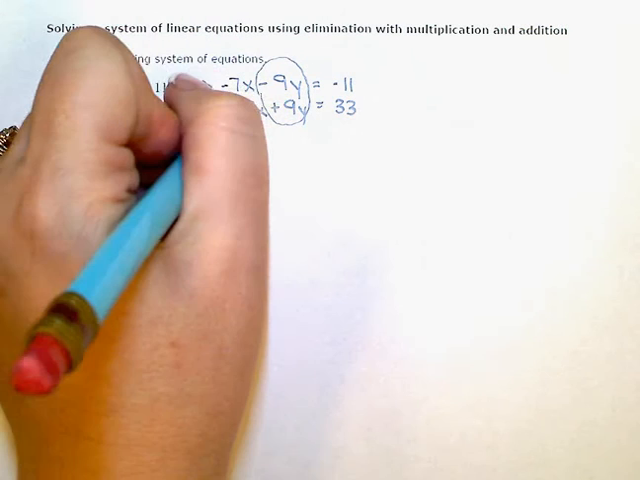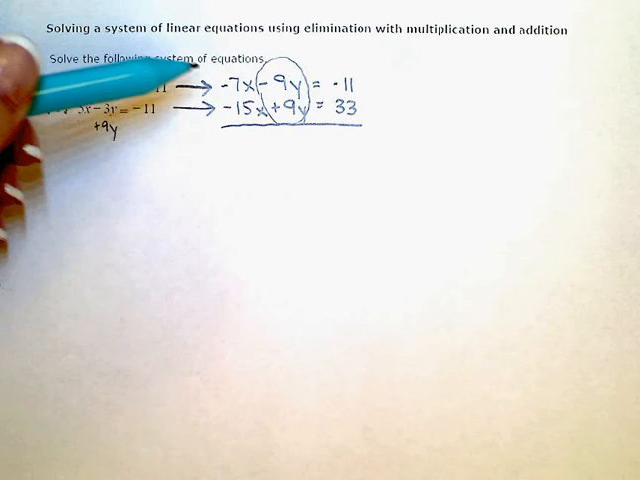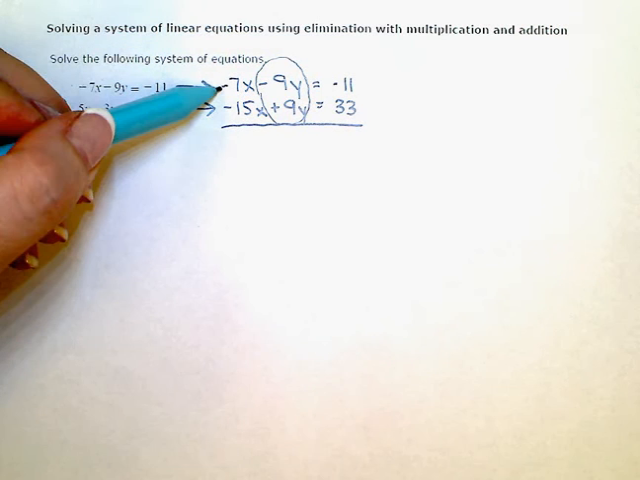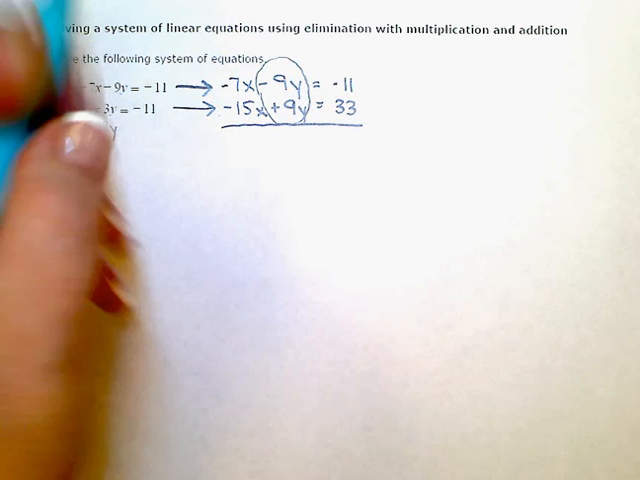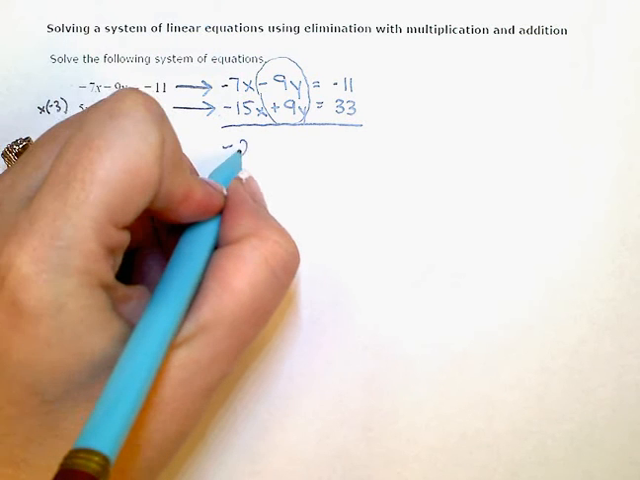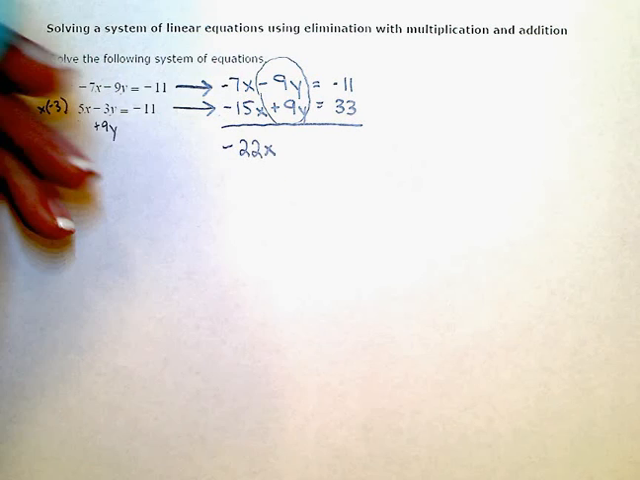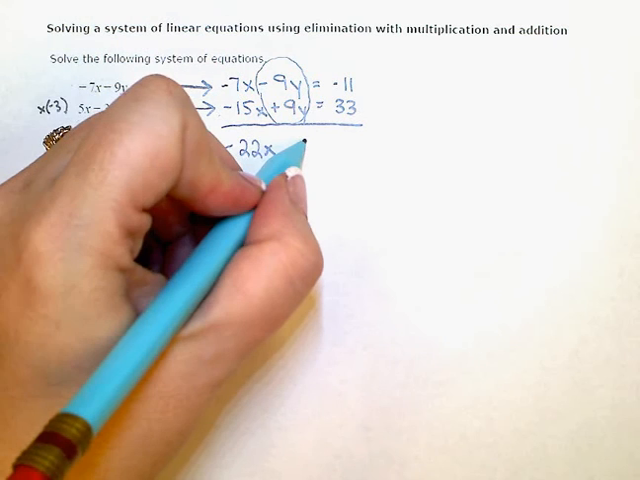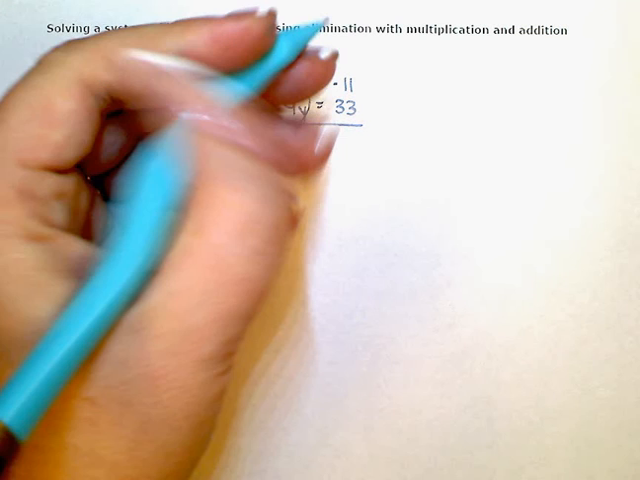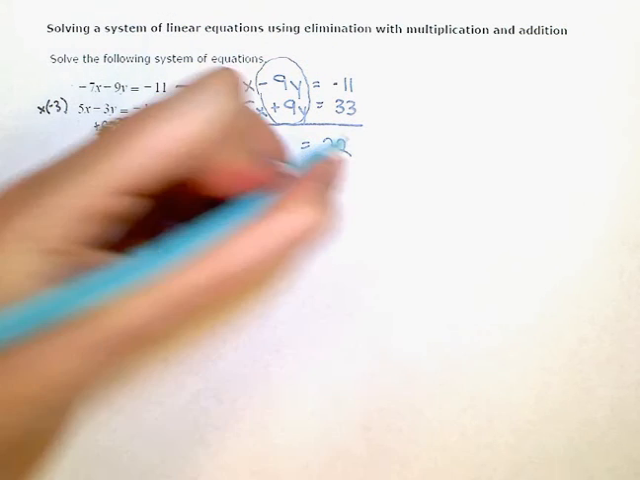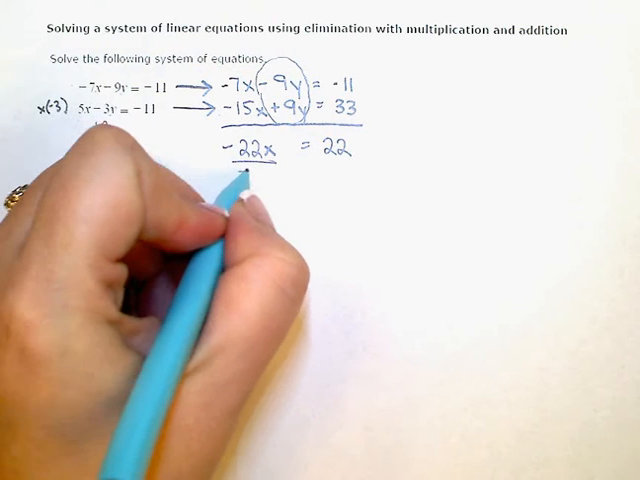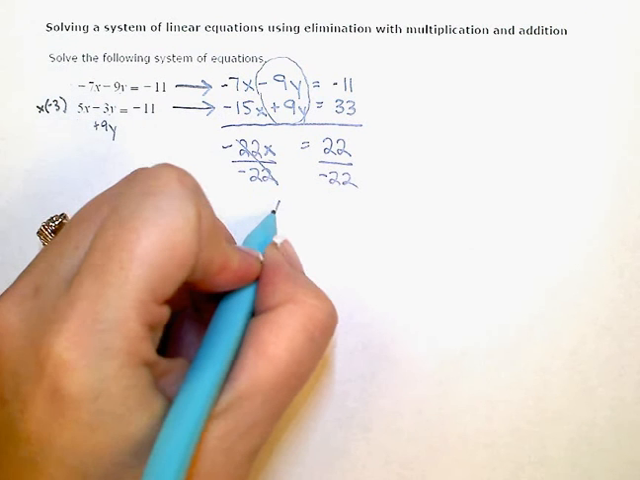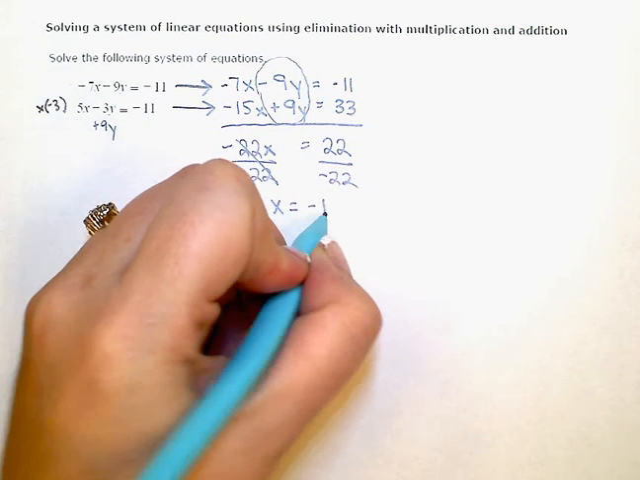So now I'm just going to combine my like terms, doing kind of column addition here, straight down. So negative 7x plus a negative 15x is going to be negative 22x. The negative 9y plus 9y zeroes out, no more y terms, and equals negative 11 plus 33 is positive 22. Then if I divide both sides by negative 22 to solve for x, I'm left with x equals negative 1.